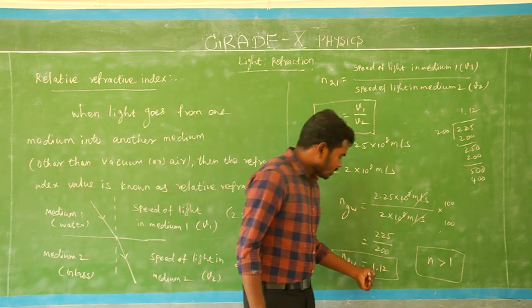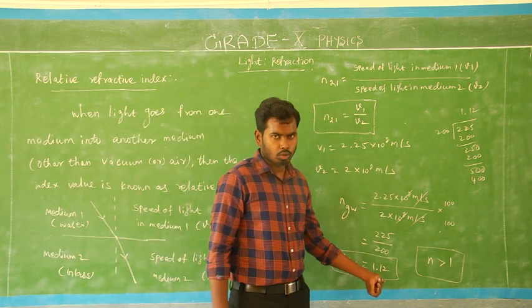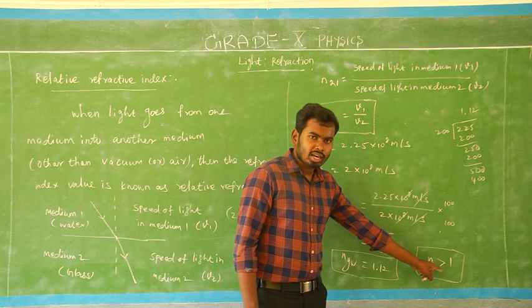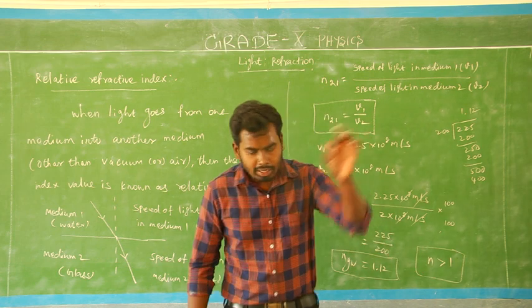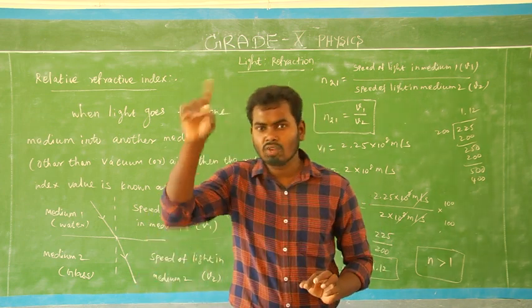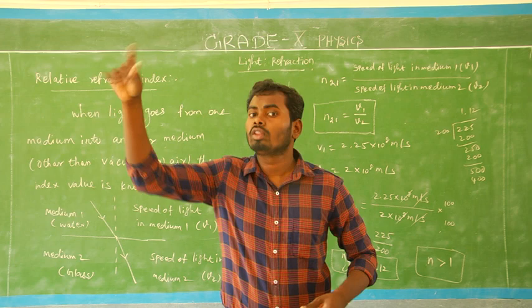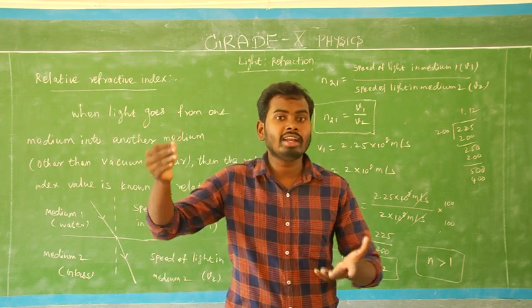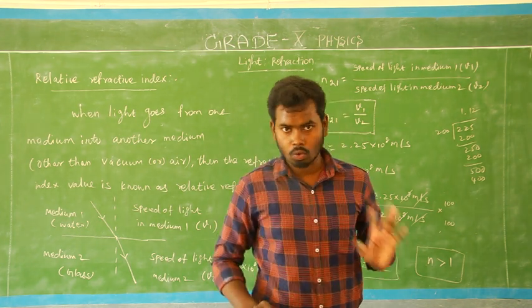So finally you can get refractive index value is 1.12. So here this refractive index value is more than 1. So which means what is that? Here light speed decreases. So whenever the refractive index, which means n value, is more than 1, light speed slows down, which means light speed decreases, isn't it? Okay.